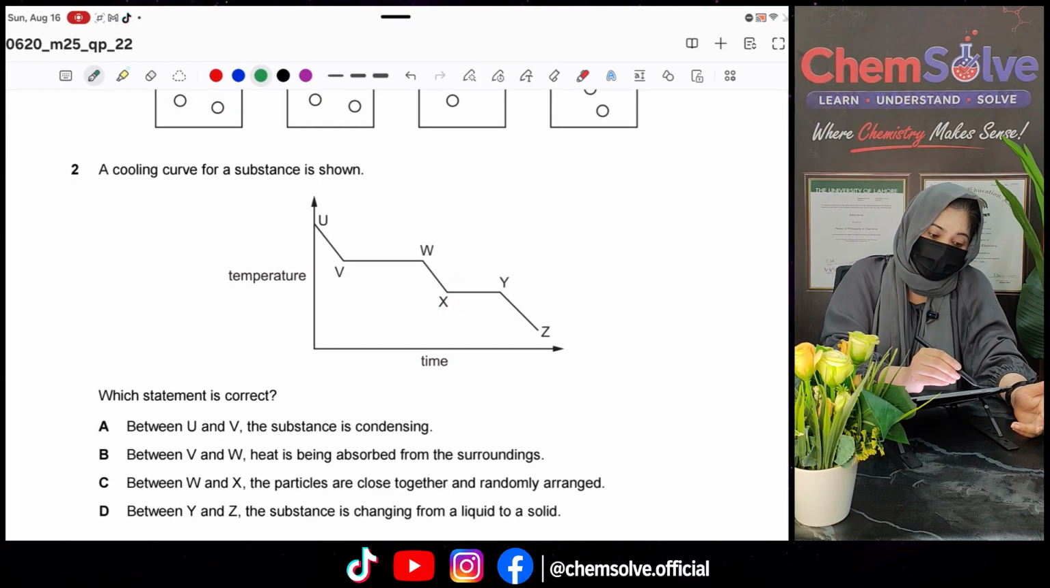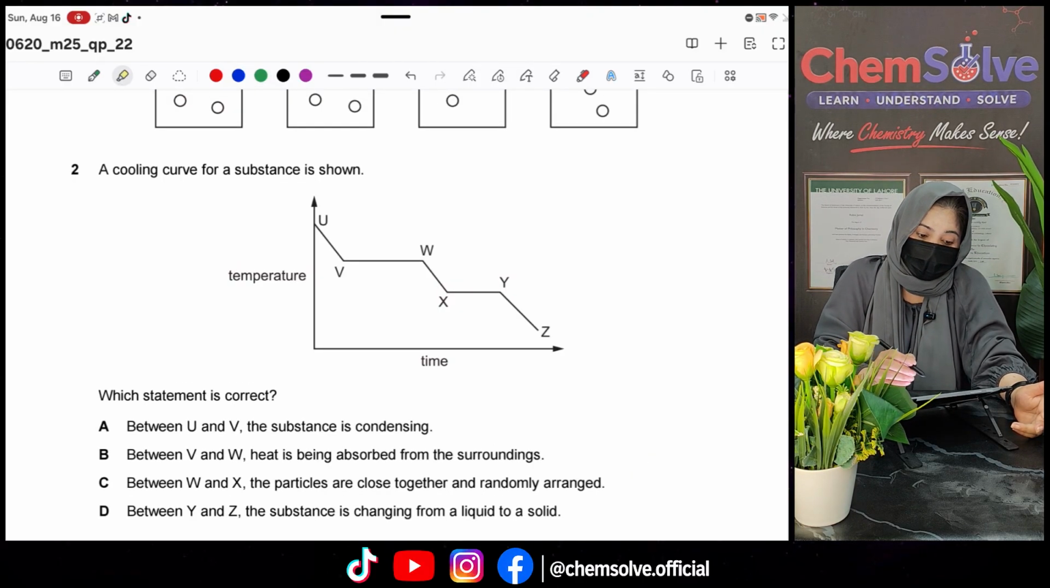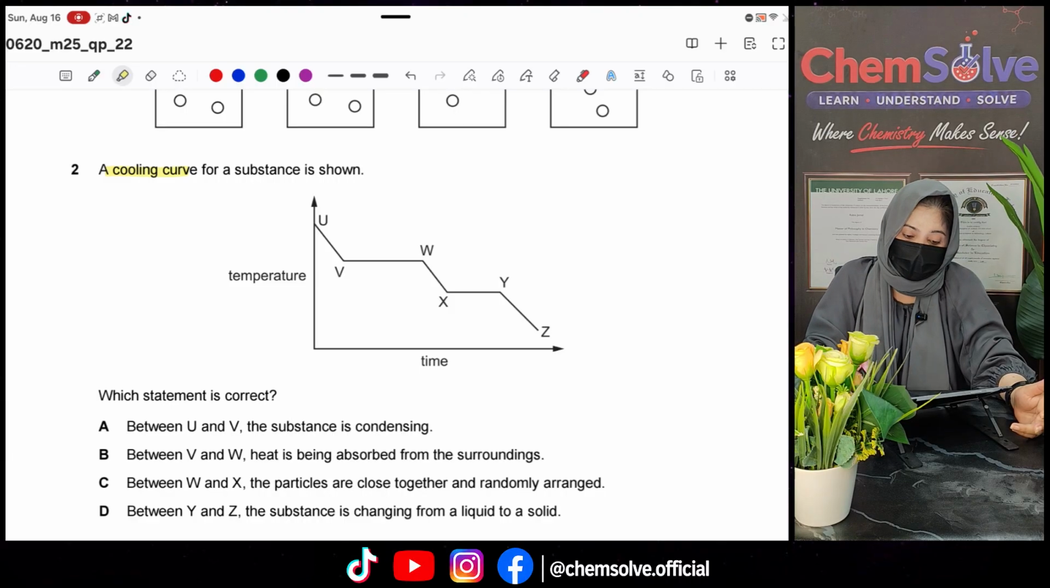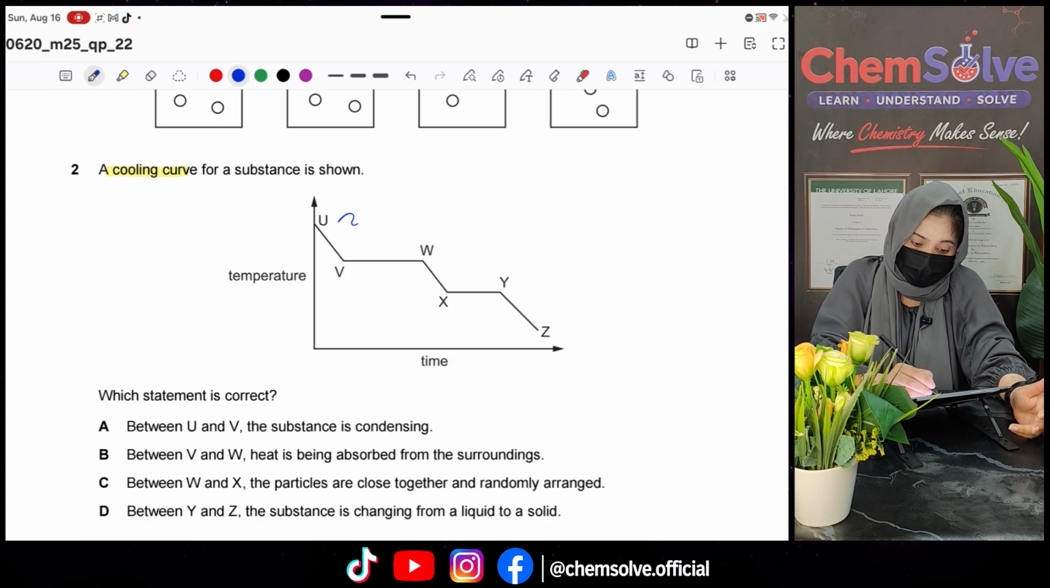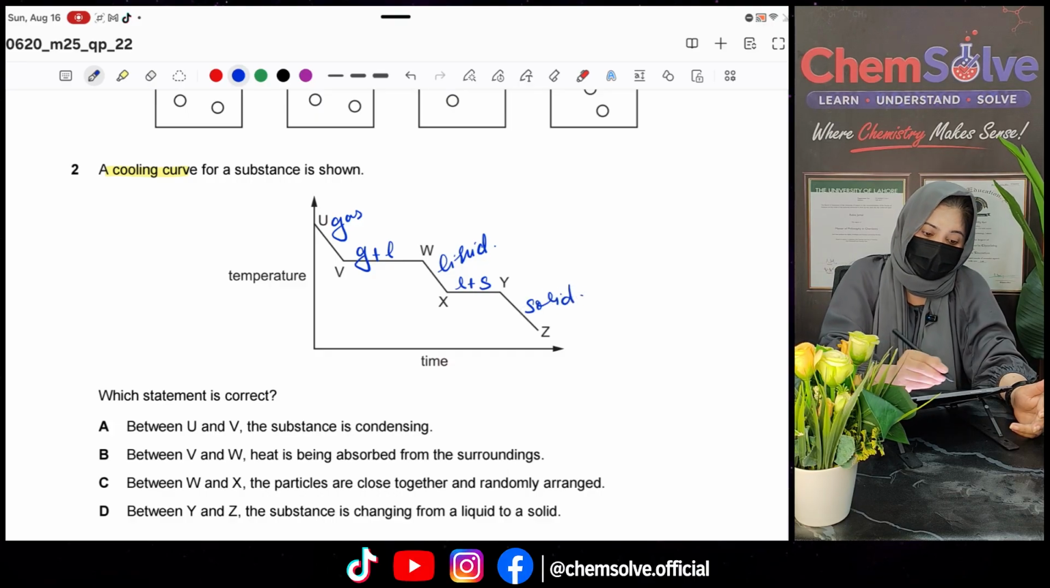Okay, next question. A cooling curve for a substance is shown. Which statement is correct? Okay. So here, this must be a gas. Here it is gas plus liquid. Here it is liquid. And here it is liquid plus solid. And here the substance is solid.